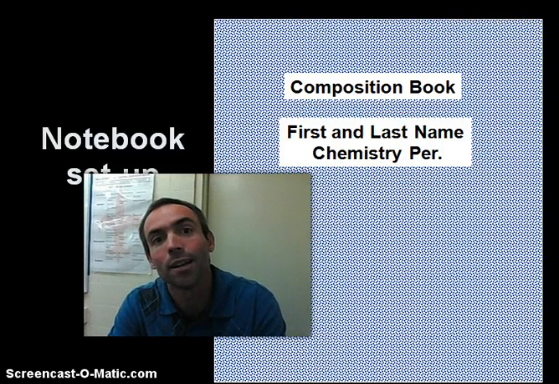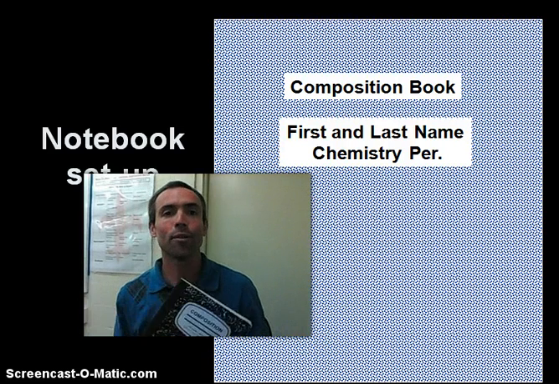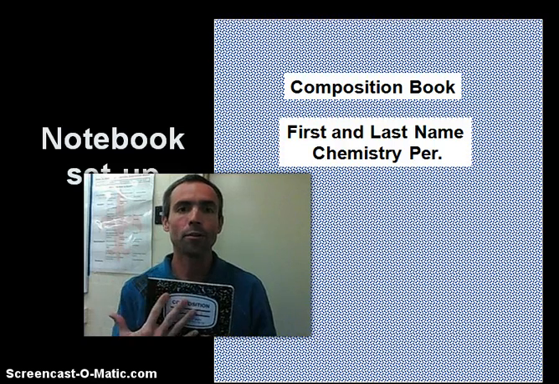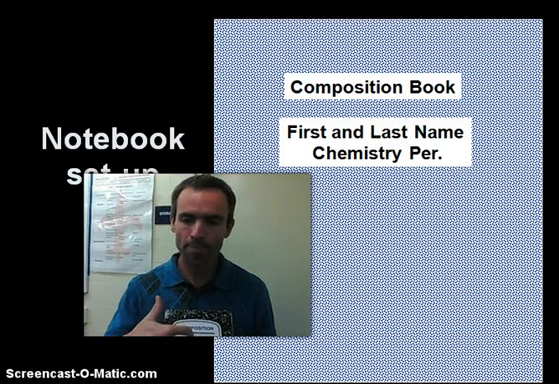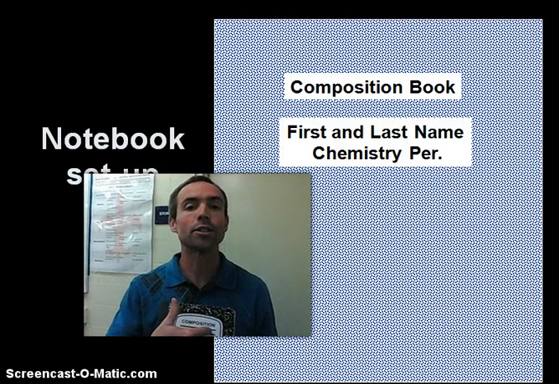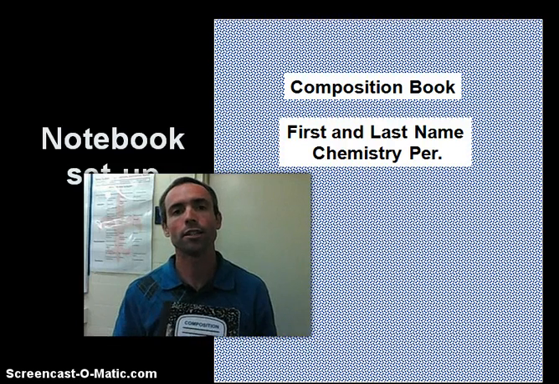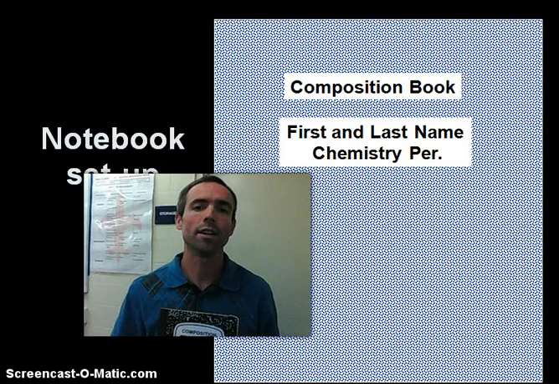Today we're going to learn how to set up our notebook. First thing you need is a composition book. Hopefully you've got one of those. What I want you to do is label it with your first and last name, the class title, chemistry, and then your period, so period 2 through 6. That way, in case you lose your notebook, we know where it's at.